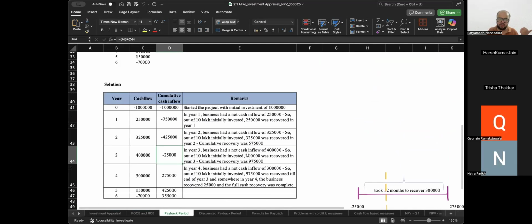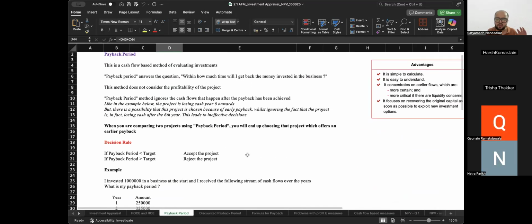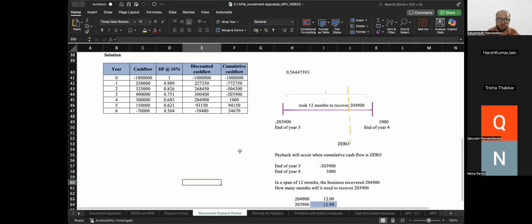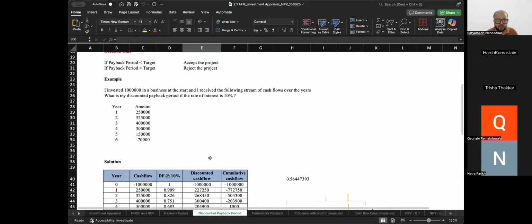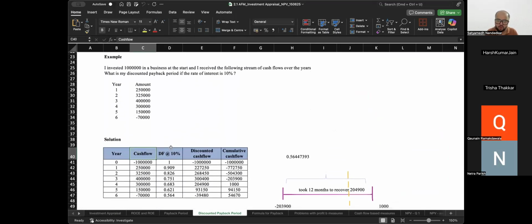So one problem that we discussed is that this method does not incorporate the calculation for time value of money. That problem is solved with the discounted payback period method. What you do in this method is you have your cash flows given to you, you get an appropriate discounting factor, you calculate your discounted cash flows, you take the total of the discounted cash flows, the cumulative cash flows, and then you calculate the payback.